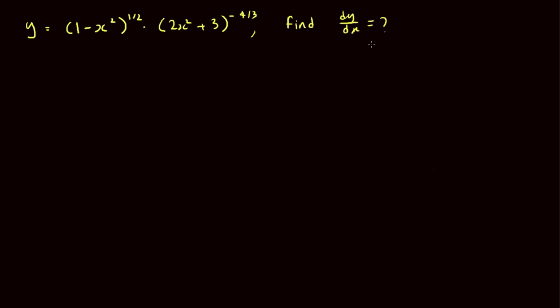Okay, so the last question of the day is this one. We have a function y equals (1 minus x squared) to the power of half, times (2x squared plus 3) to the power of negative 4 over 3. Of course, we were asked to find dy/dx. So how do we find dy/dx actually?